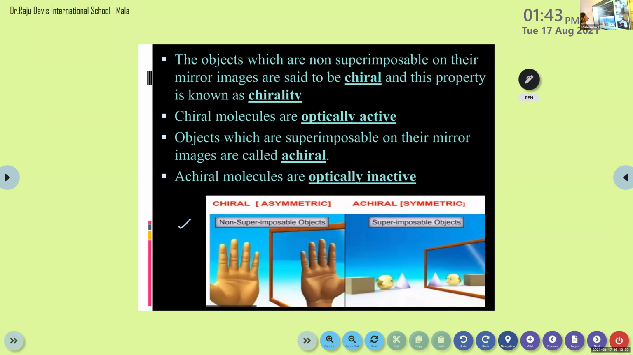So the objects which are non-superimposable on their mirror images are said to be chiral, and this property is known as chirality. Chiral molecules are optically active. Objects which are superimposable on their mirror images are called achiral. Achiral molecules are optically inactive.